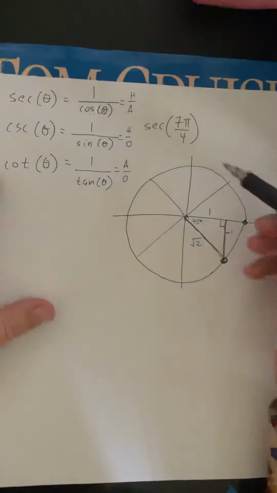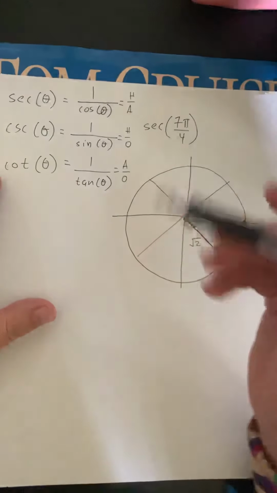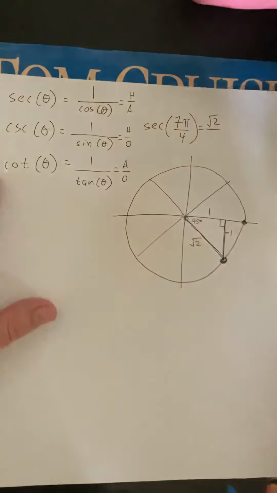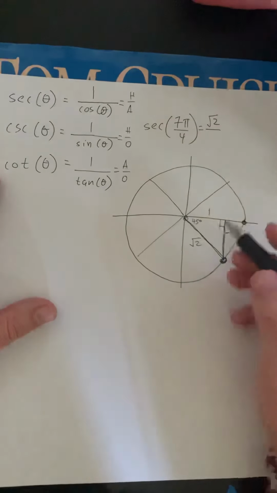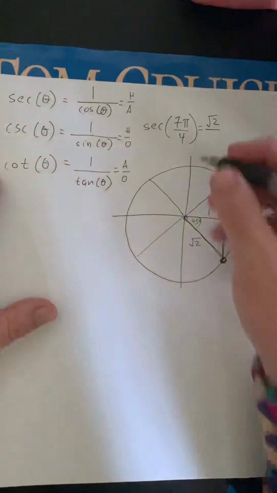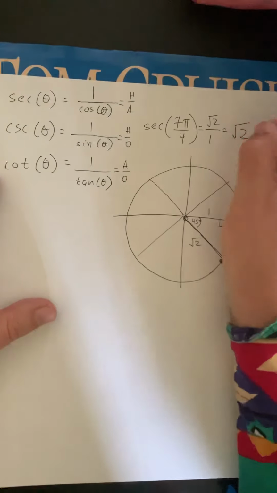There you go. So since we have secant over here, that's hypotenuse over adjacent. Let's look at this thing. Hypotenuse is root 2. And the adjacent, that's the one touching the angle, that's 1. So root 2 over 1, also known as just root 2.